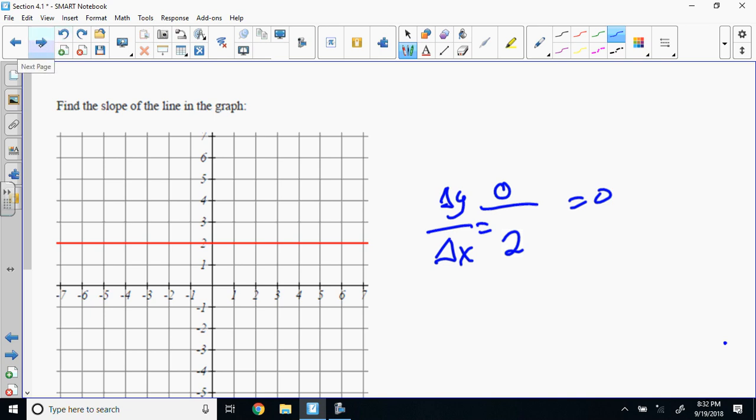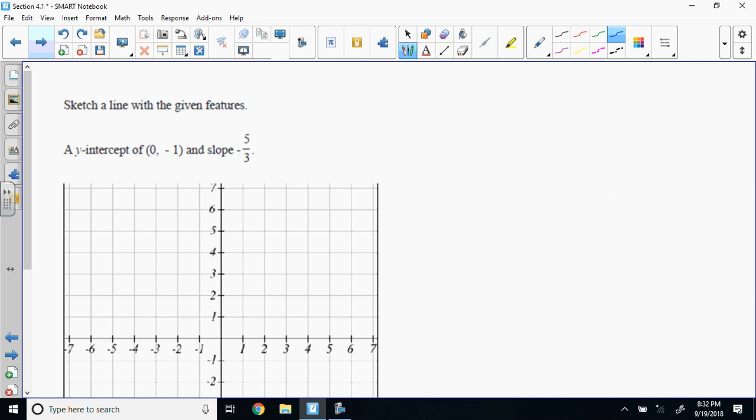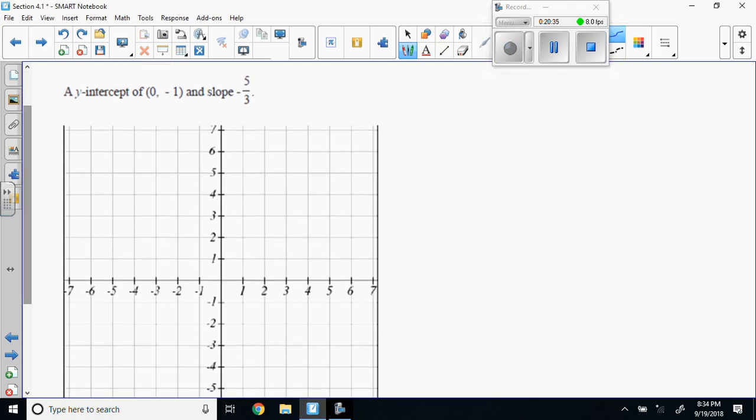Just think about it. Listen, you cannot be thinking about what drive-through you just left. You got to be thinking about your thinking. Think about some math. You're a captive audience in that thing. All right. So let's sketch a line with the given features. Y-intercept is (0, -1), but the slope is -5/3, right?